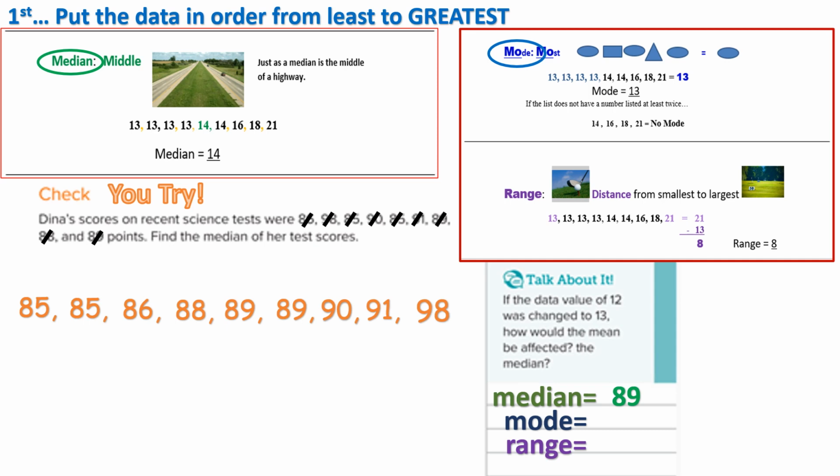What about my mode? So on mode, you can see that it means the one that's there the most often. But when I look at this data set, I see that there are two 85s and two 89s. Does that mean that I can have two modes? Absolutely. As long as they are there the most, which is mode and most mean the same thing, and it's the same number, so they're both there two times, so I'm going to have 85 and 89 as my modes.